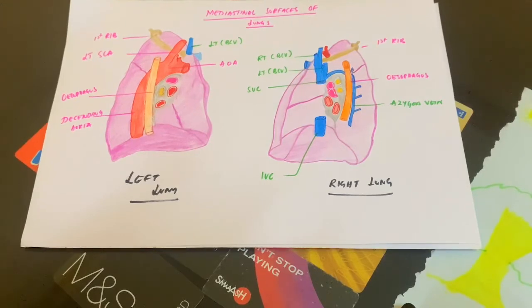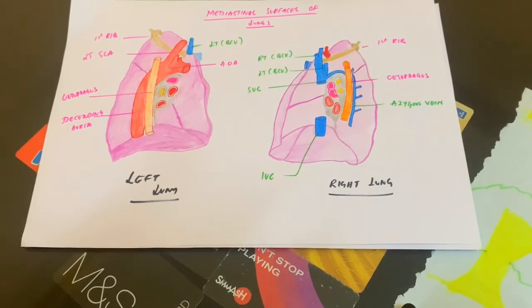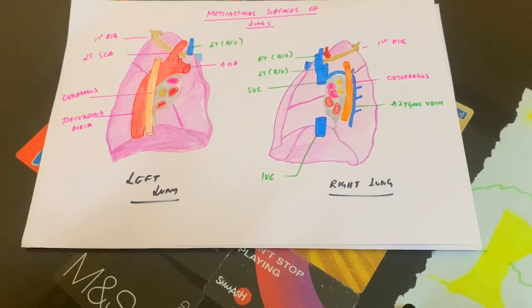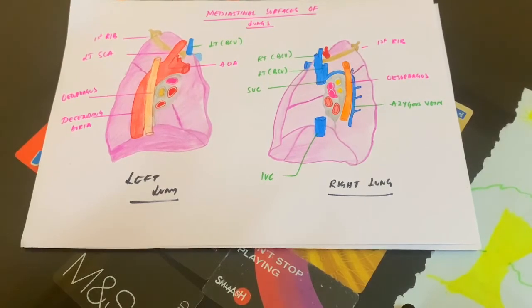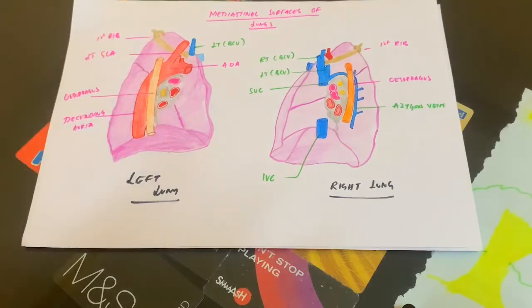And not only that, you also see the nerves related to the medial surface of the left lung. You will have the left phrenic nerve, and also the inferior cervical cardiac branch of the left vagus nerve. Then you have the superior cervical cardiac branch of the left sympathetic trunk, and the left vagus nerve. All these are the nerves which are related to the medial surface of the left lung. Not only this, you also see the veins related to the left lung.